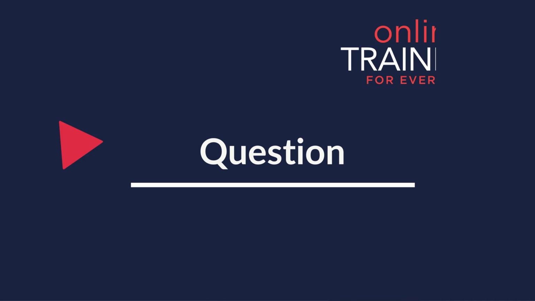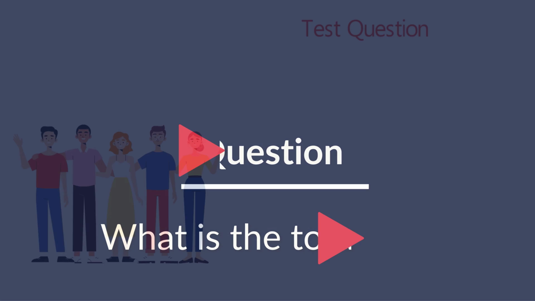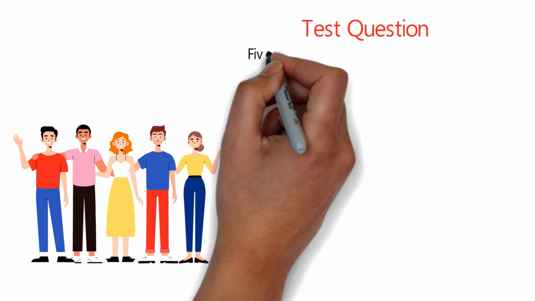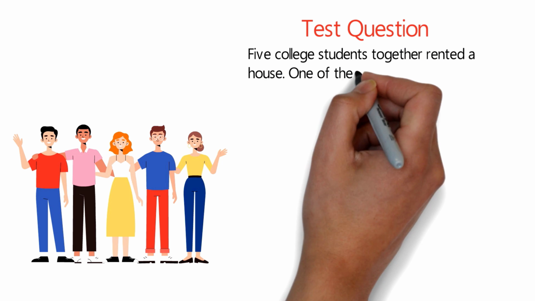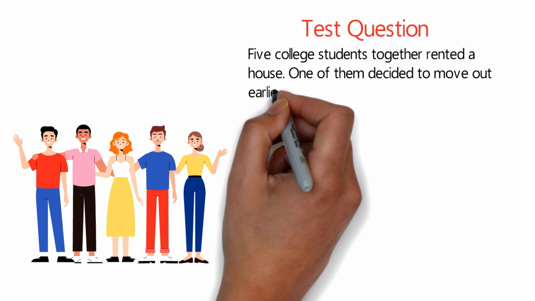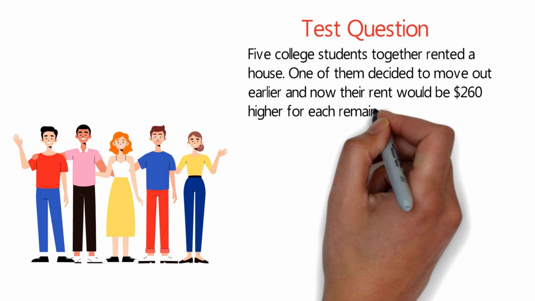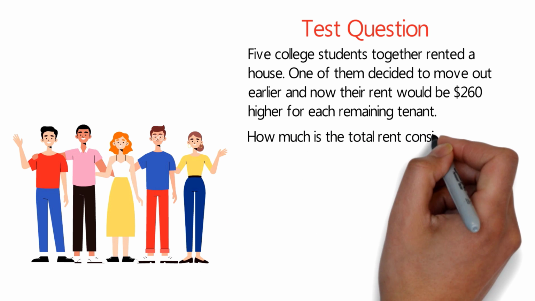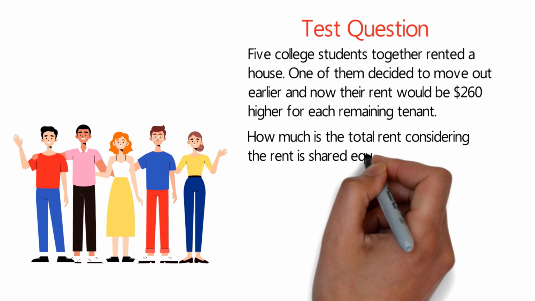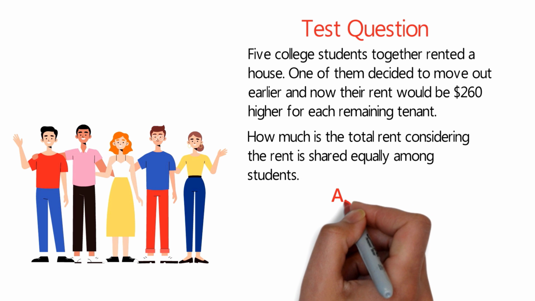Here's an interesting question you may need to know not just for the test, but also if you're trying to rent a house. Five college students together rented a house. One of them decided to move out earlier, and now their rent would be $260 higher for each remaining tenant. What is the cost of the total rent, considering the rent is shared equally among students?